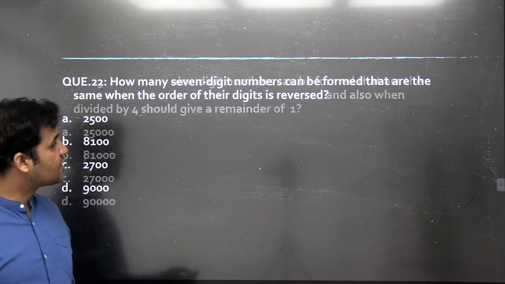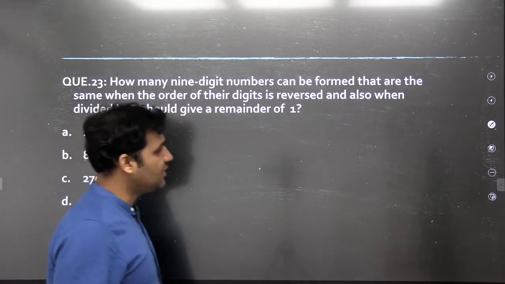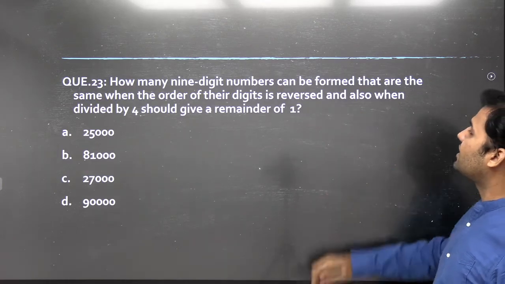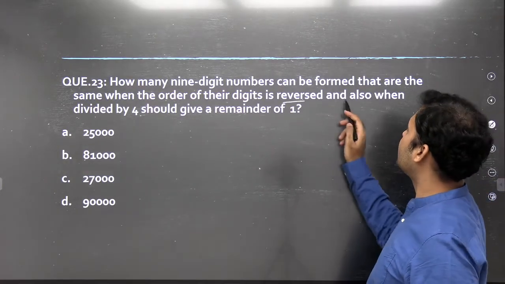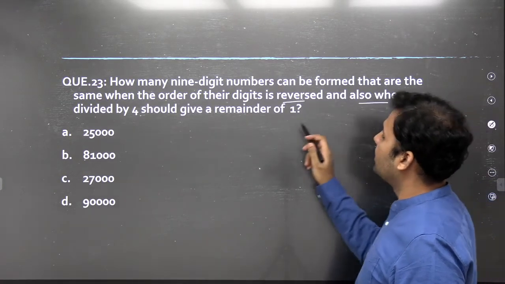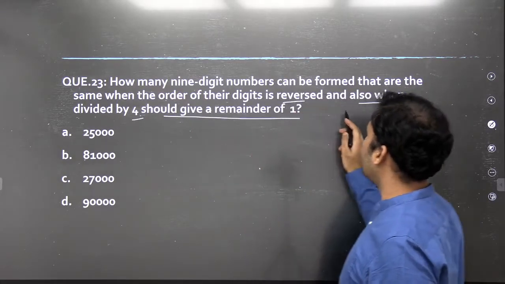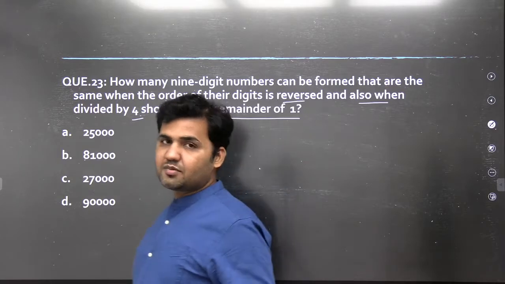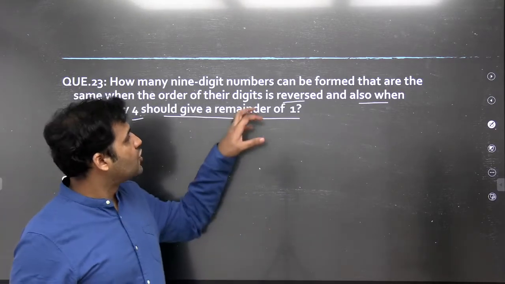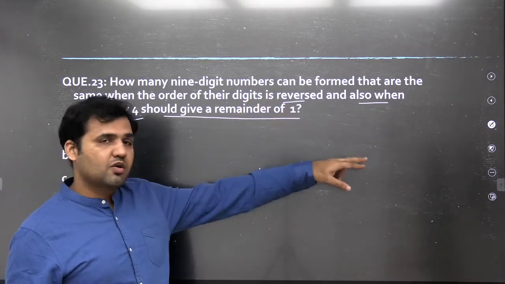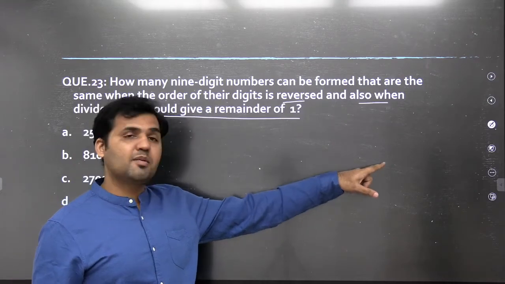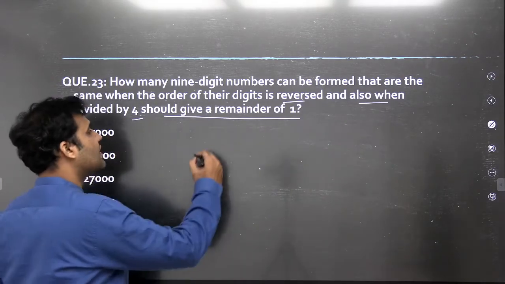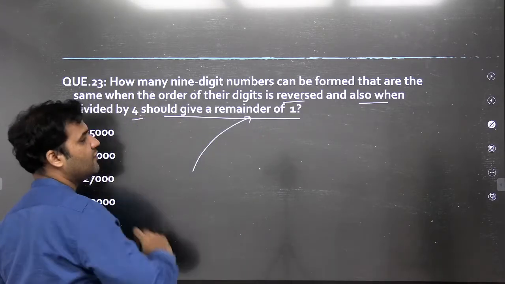Going to the next question, question number 23. How many 9-digit numbers can be formed that are the same when the order of their digits is reversed, and also when divided by 4 should give a remainder of 1? So there is an additional condition given over here, that it should be a palindromic number. That means the same number should appear again when you reverse the order of the digits. Also, it should give a remainder of 1 when divided by 4.